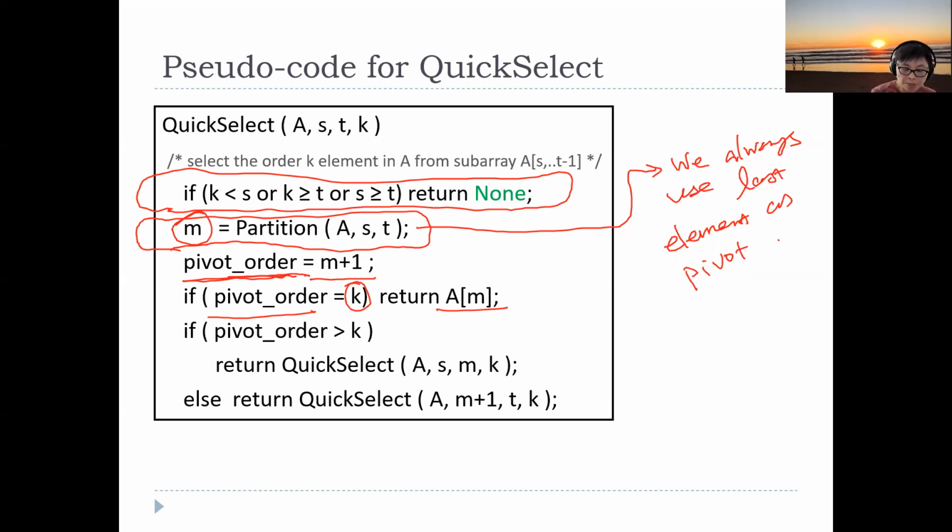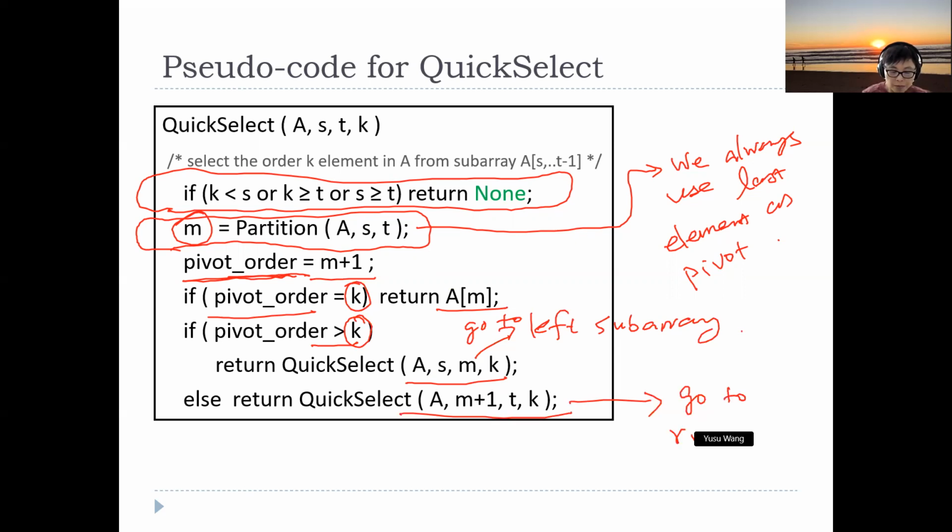Otherwise, if the order we're looking for is smaller than the order of the pivot, that means we need to go to the left part. So this is the left part. Otherwise, if k is bigger than the pivot order, that means what we're looking for is bigger than the pivot, so we go to the right part. This is the entire algorithm. It's a recursive algorithm. Questions?